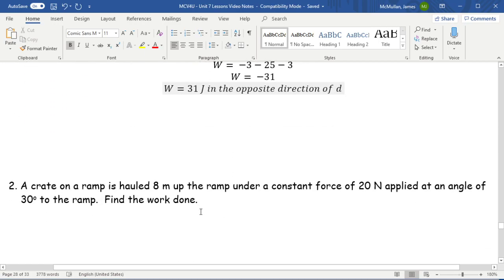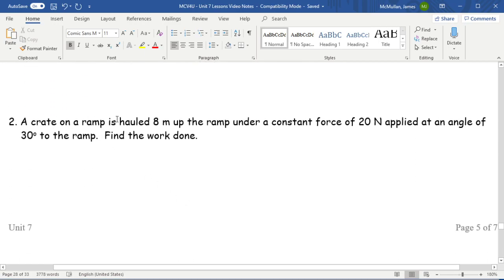Okay. Now, it says a crate on a ramp is hauled 8 meters up the ramp under a constant force of 20 newtons applied at an angle of 30 degrees to the ramp. Find the work done. Okay, so I don't know why we've gone back to these ramp questions, but this is the exact same thing as what we did earlier in the unit. I think it was Unit 6 that we talked about these ramp questions.